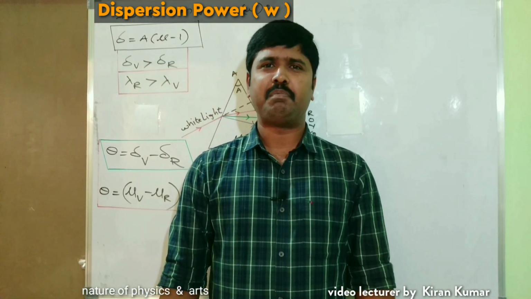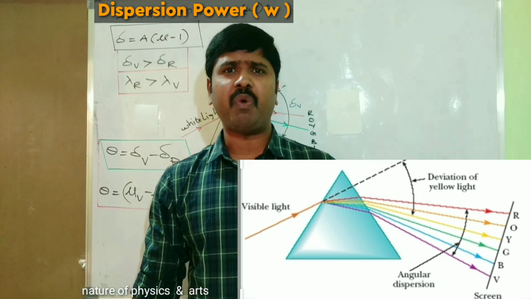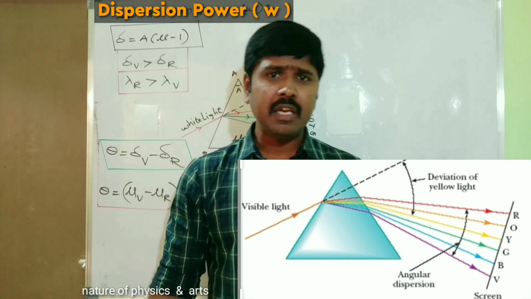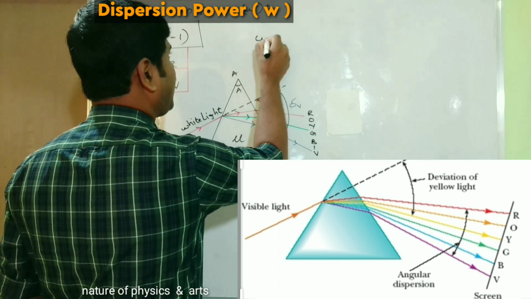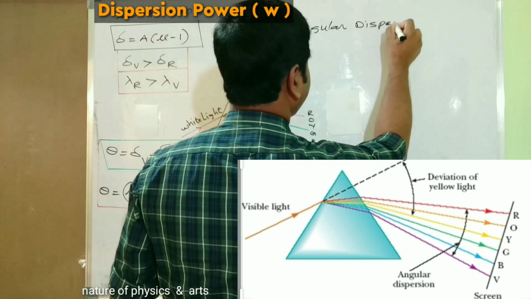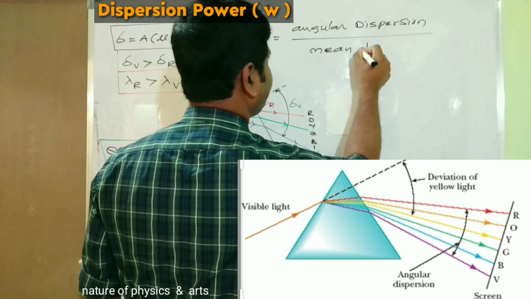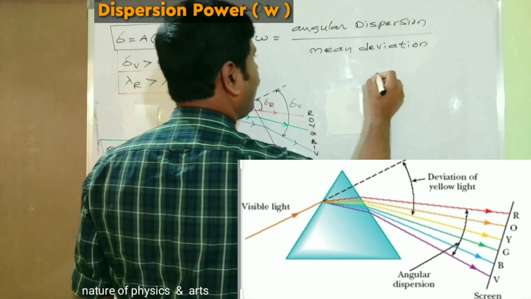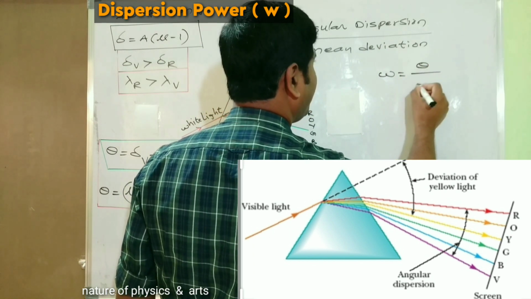Now dispersion power, indicator letter omega. Dispersion power is defined as the ratio of angular displacement to the mean deviation. See now here omega, which is equal to the angular dispersion divided by mean deviation. Okay, so now we can write here omega, which is equal to angular dispersion theta divided by mean deviation.